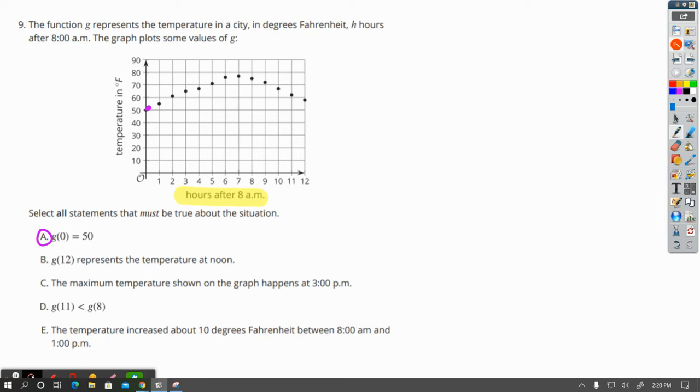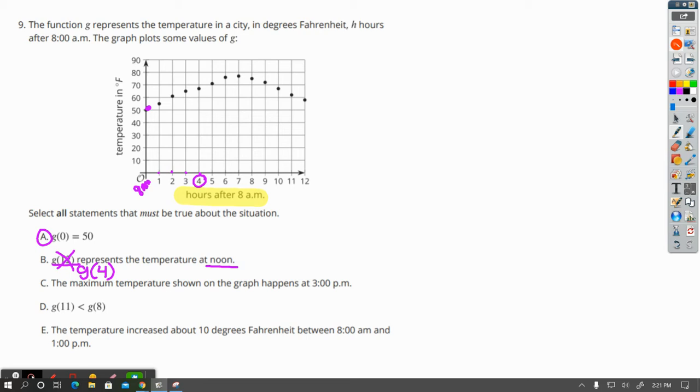Then B says G of 12 represents the temperature at noon. Okay, so here's what we have to pay attention to. Hours after 8 a.m. is on the x-axis. 0 means that is 8 a.m. right here. Okay, so if that's 8 a.m., then I have 9, 10, 11, 12. So G of 4 would be noon. G of 12 would be, so if this is noon, 1, 2, 3, 4, 5, 6, 7, 8. G of 12 would be 8 p.m.